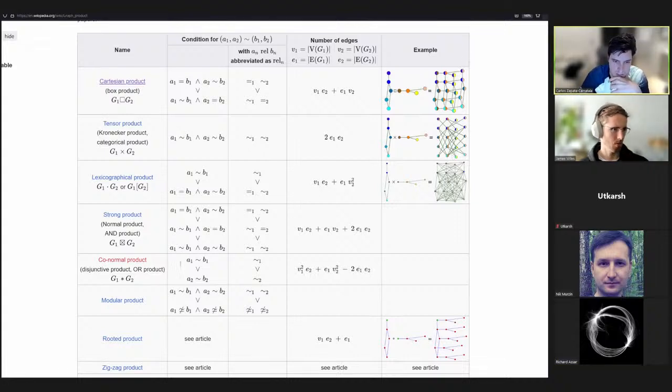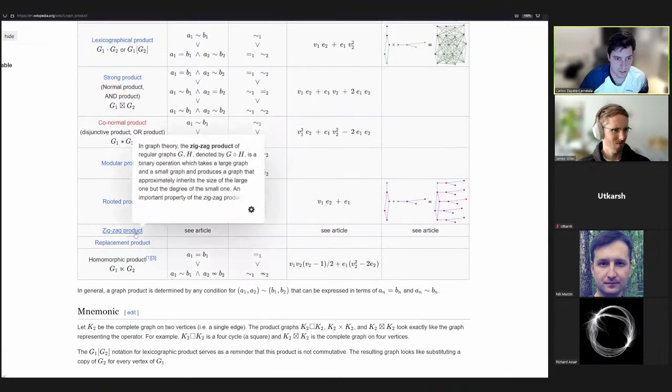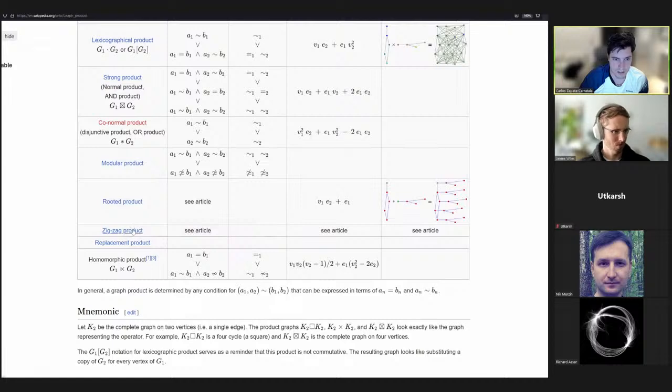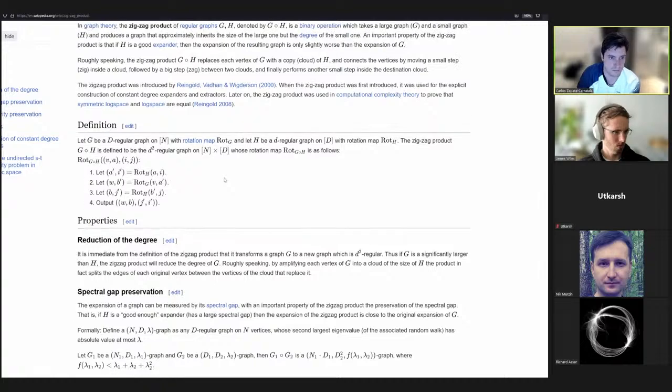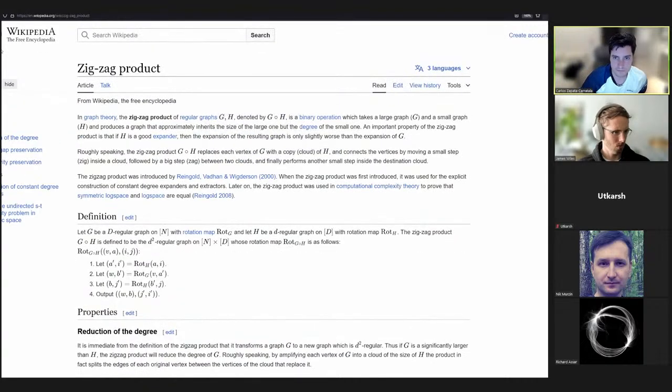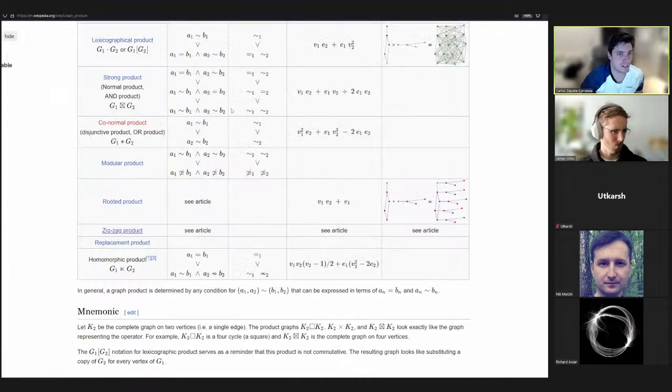Or maybe this one does. The disjunctive product maybe does, because A relates to B, and no, it's or. No. Anyway, I don't think the zigzag product was it. I don't think so. No. So yeah, I'm just trying to think abstractly.